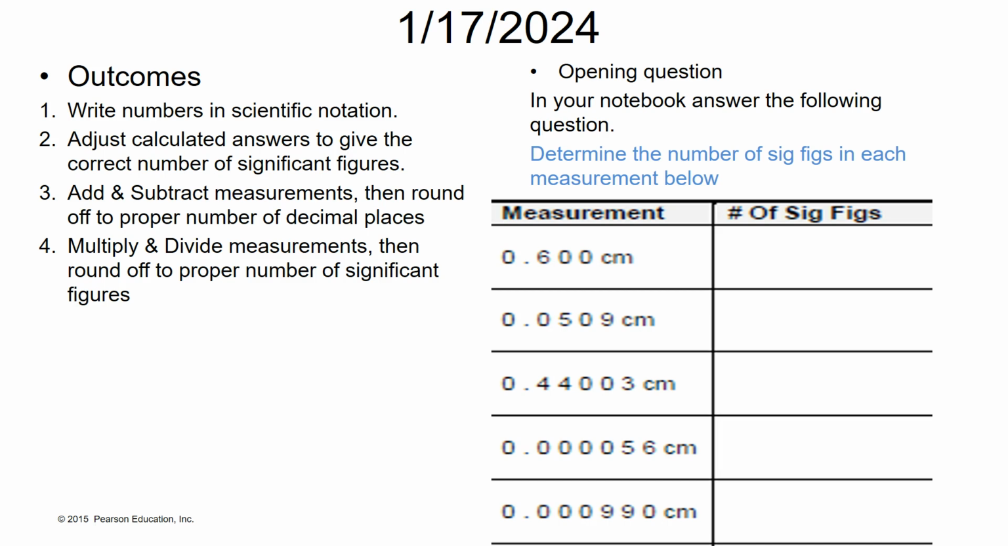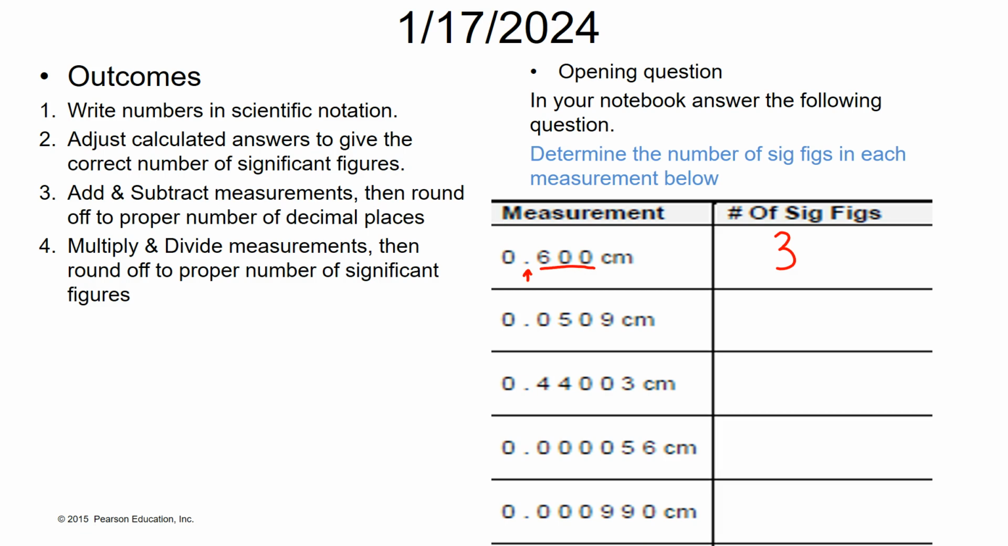All right, so looking at this first one, we have a decimal point, and then we have one non-zero number and two zeros following that. How many sig figs should be in 0.600? All right, this one is actually 3. Remember, when it's after a decimal place, you start counting at the first non-zero number, and then anything after it is still counting. So that one is 3.